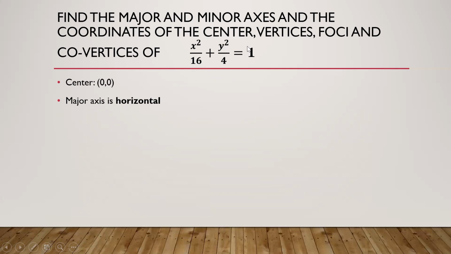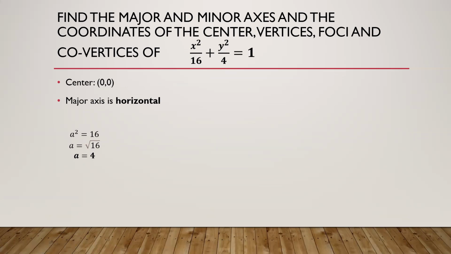Why? Because our A, by the way, A is the number which is greater between the two. So in this equation, which is greater, 16 or 4? Of course, that's 16. Therefore, 16 is A squared. And since our A squared is with X, our major axis is horizontal.